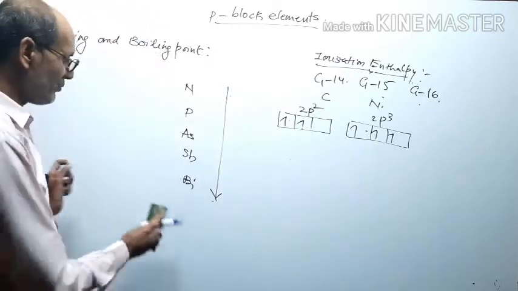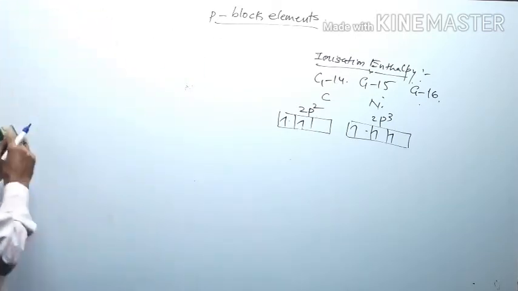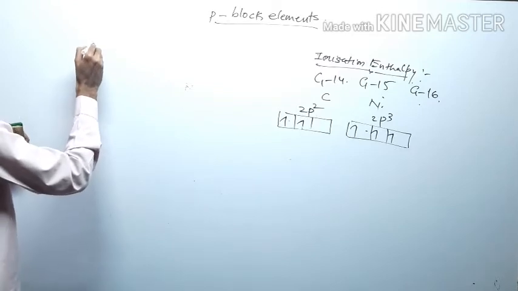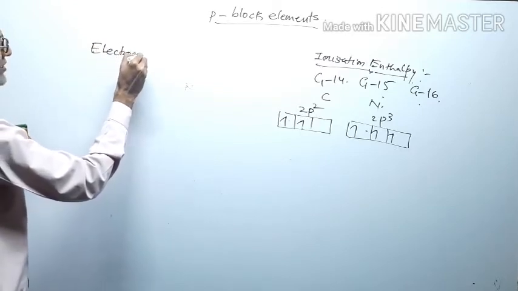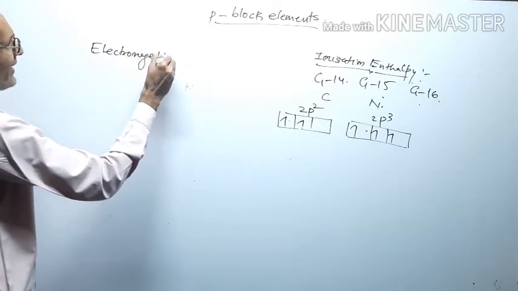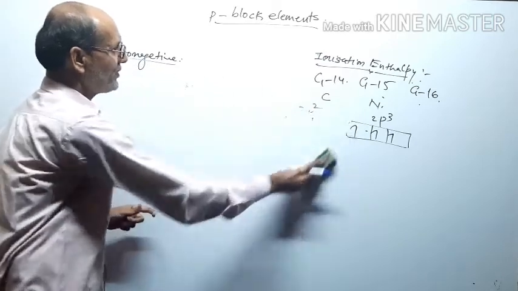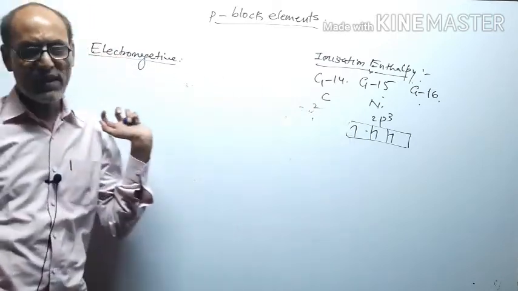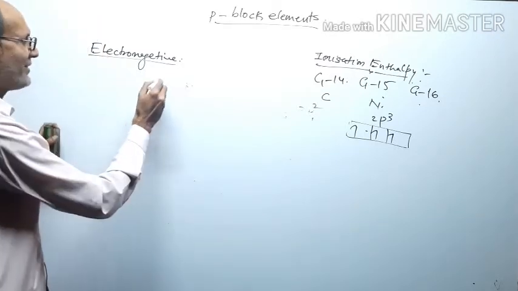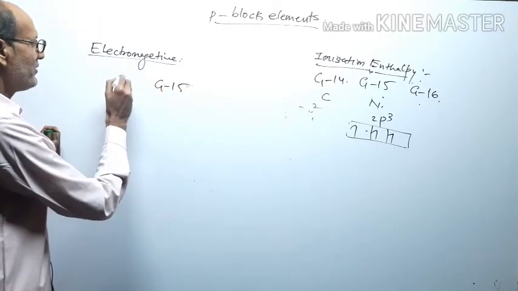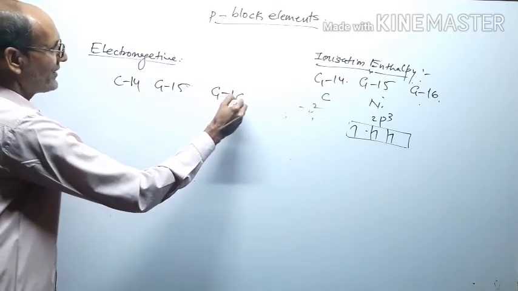Now moving towards the next property, that is electronegativity. The tendency to attract electrons is called electronegativity, and it depends upon the size of the atom as well as the number of valence electrons. As we know, on moving from left to right, size decreases, so group 15 elements have high electronegativity in comparison to group 14 and less in comparison to group 16.